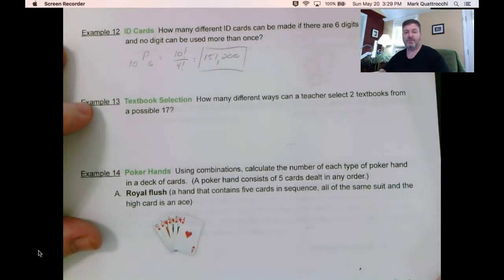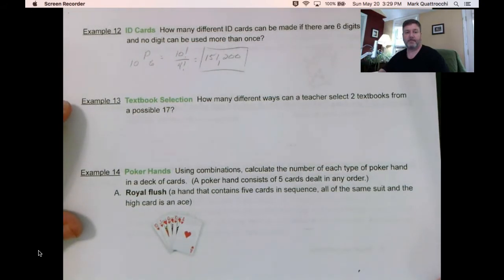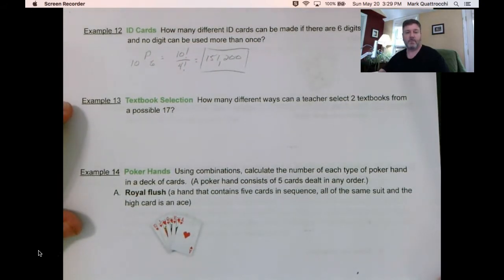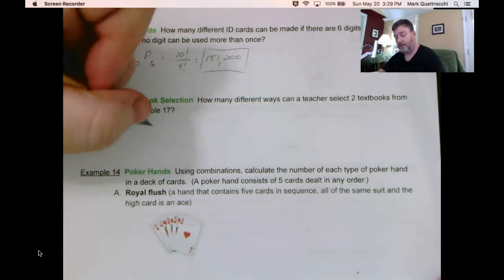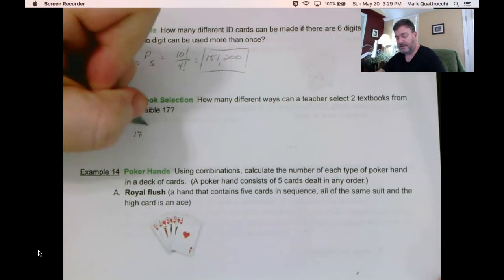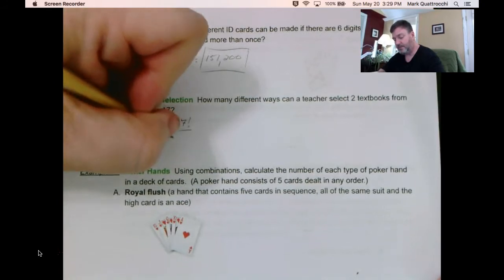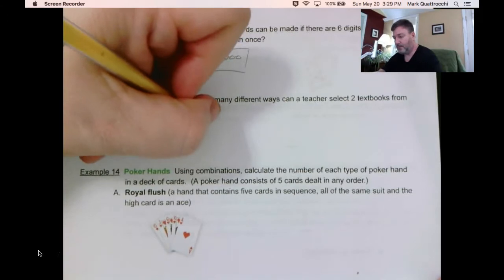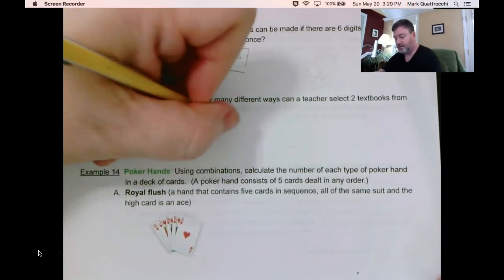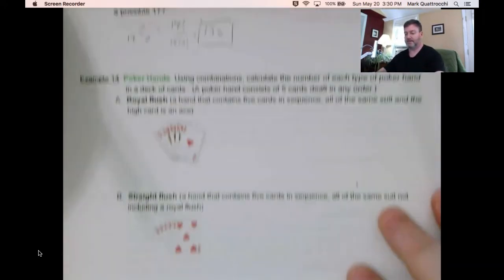Textbook selection. How many different ways can a teacher select 2 textbooks from a possible 17? Again, ask yourself, does order matter? No. The order of the textbooks is irrelevant, or at least it doesn't say that it's relevant. So this is 17C2, or 17 factorial over 15 factorial 2 factorial, or 136 possible combinations. Okay, poker hands.